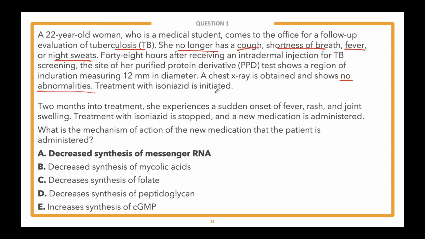And then our other clue that it's latent is this: the question stem tells us she started on isoniazid. And if you recall, isoniazid is our first line monotherapy to treat latent TB. Okay, great. So what's going on with the second paragraph? Well, we find out that 2 months into treatment, the patient gets a sudden onset of fever, rash, and joint pain. And obviously this is hinting at some kind of adverse reaction, some kind of side effect from the medication.